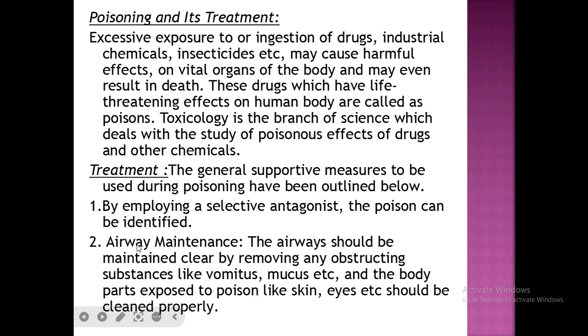Then next, the second step is airway maintenance. The airways should be maintained clear by removing any obstructing substances like vomitus, mucus, etc. And the body parts exposed to poison, like skin, eyes, etc., should be cleaned properly.